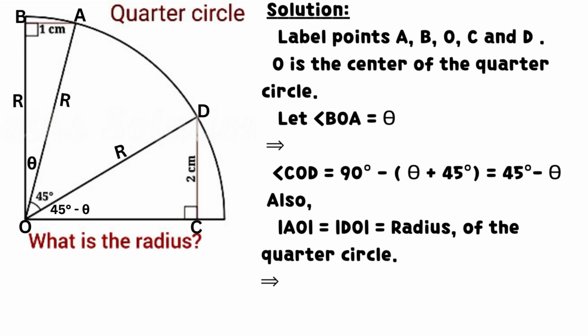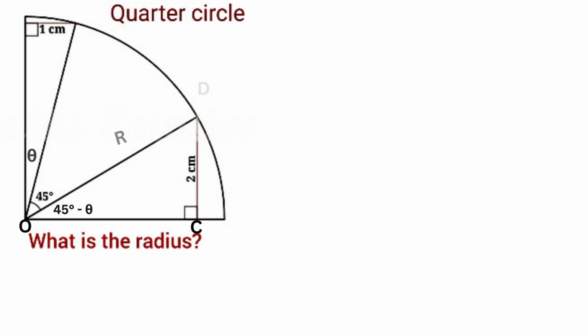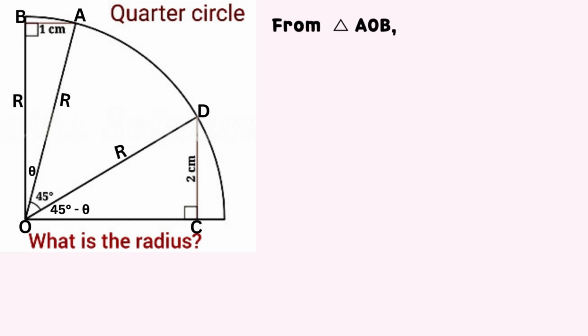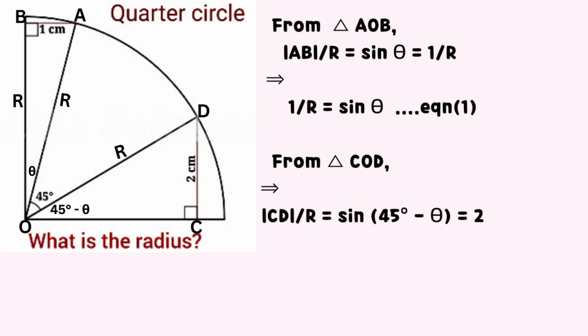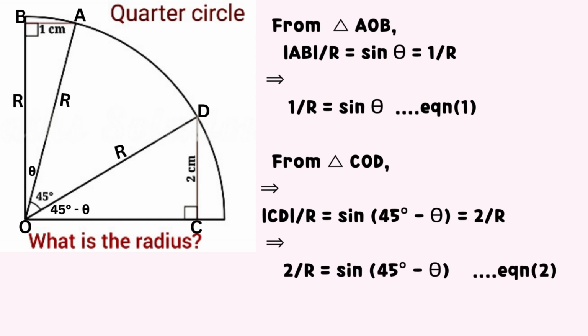This implies that from triangle AOB, line AB divided by R equals sine theta, which equals 1 divided by R. We call it equation 1. From triangle COD, it follows that line CD divided by R equals sine of 45 degrees minus theta, which equals 2 divided by R. We call it equation 2.